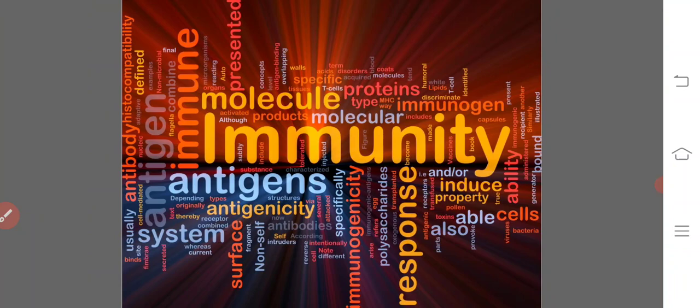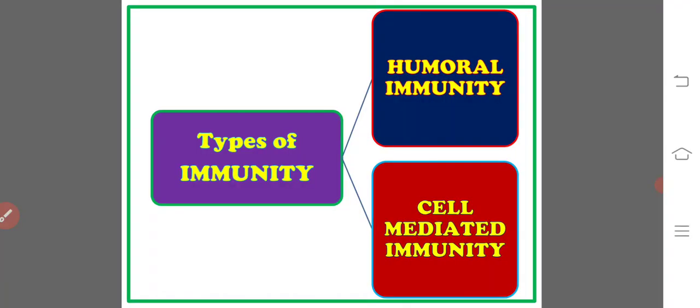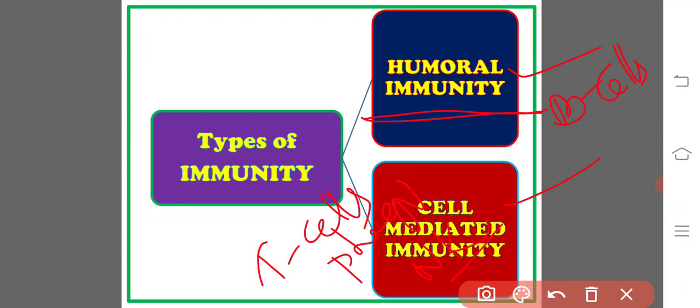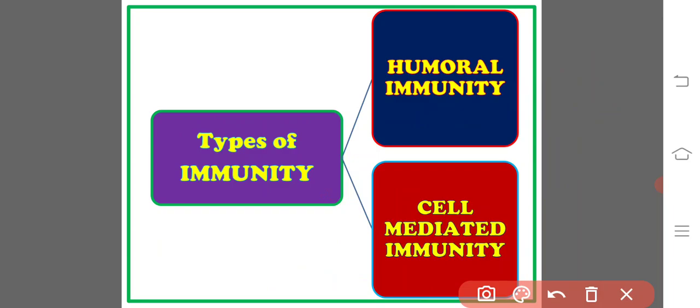As we know, immunity is the ability of the organism to defend against all the substances which are from a foreign source. This immunity is classified based on the type of cells which are involved. There are two kinds of immunities, namely humoral immunity and cell mediated immunity. In humoral immunity, the basic cells involved are B lymphocytes or B cells, whereas T cells, phagocytes, and natural killer cells are involved in cell mediated immunity. So in this class we are going to discuss humoral immunity in detail.